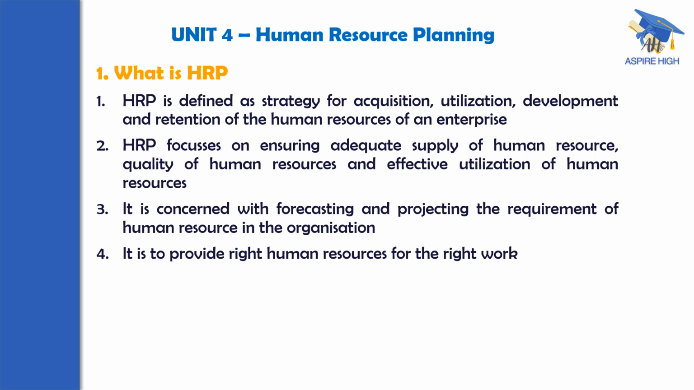Adequate supply of human resource means, suppose if 10 people are required from April onwards, we have to adequately take them by the month of April itself, the 10 people in a particular role. Quality of human resource means they should be able to deliver the output as desired by the objectives of the organization. And effective utilization of human resources means the minimum productivity is maintained.